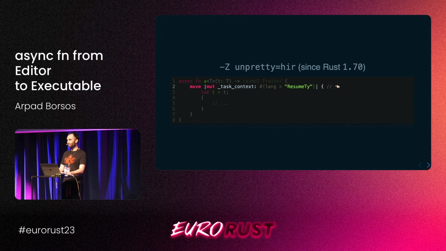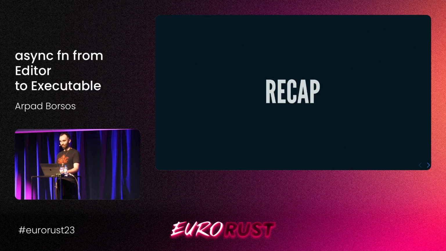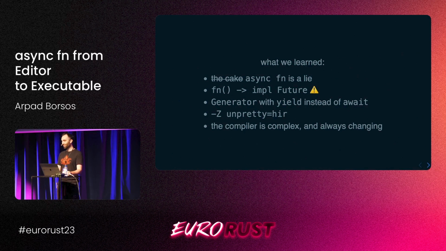So let's take some time and recap. What did we learn so far? The cake is a lie, or rather, async functions as such do not really exist in the compiler. It's all just functions that return a future. But we've also seen that this can cause problems if you're not careful enough about it.